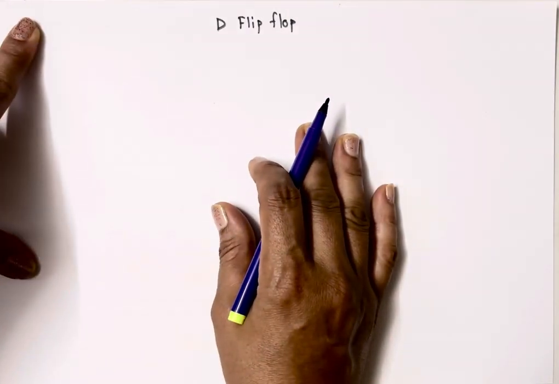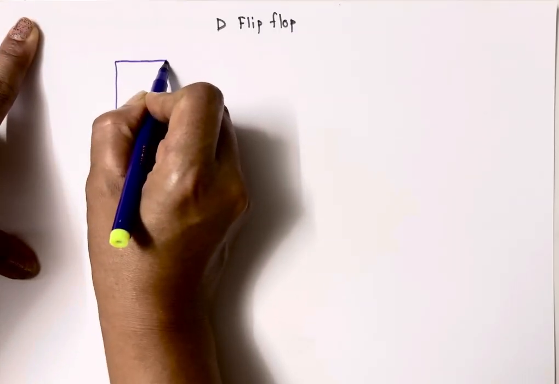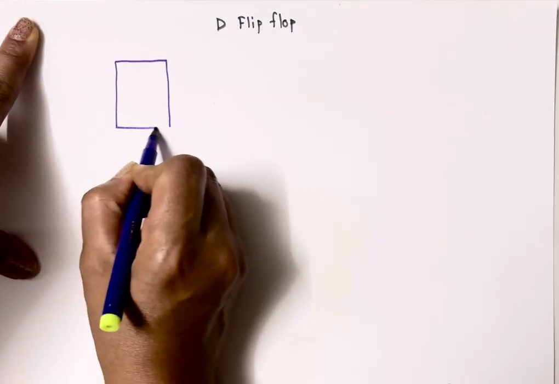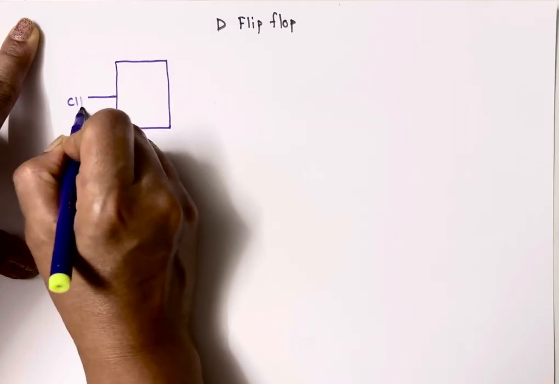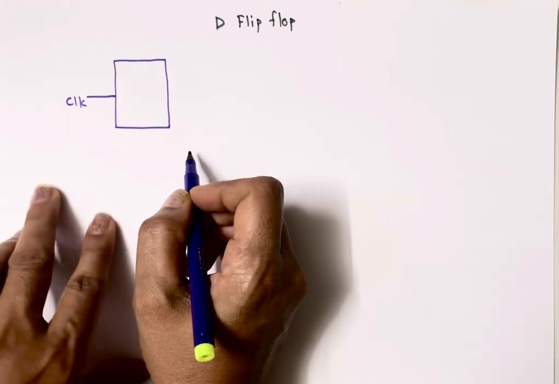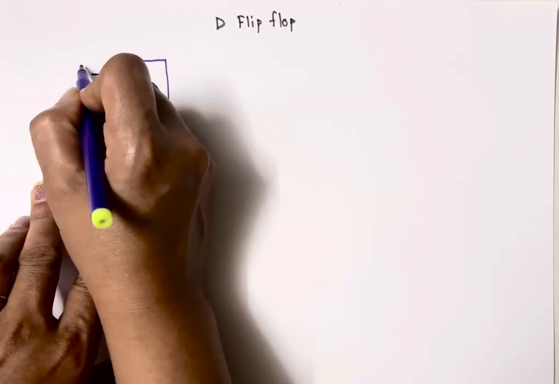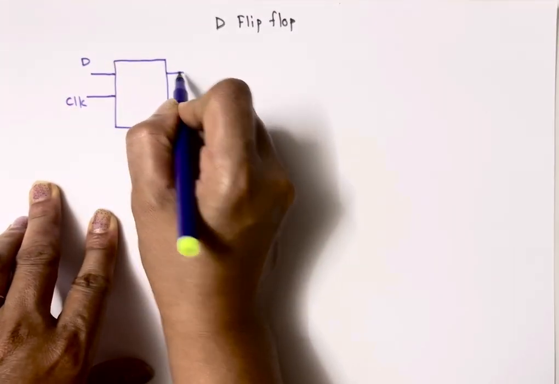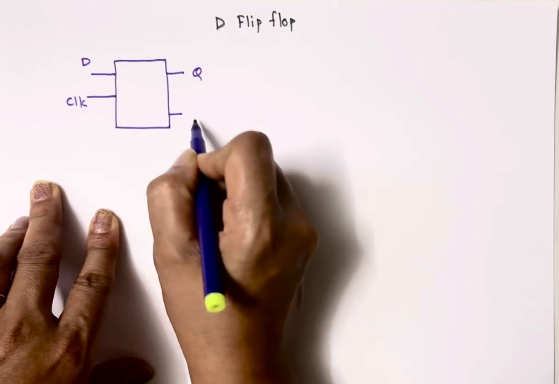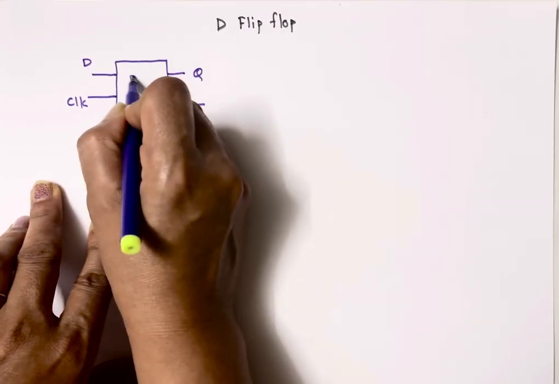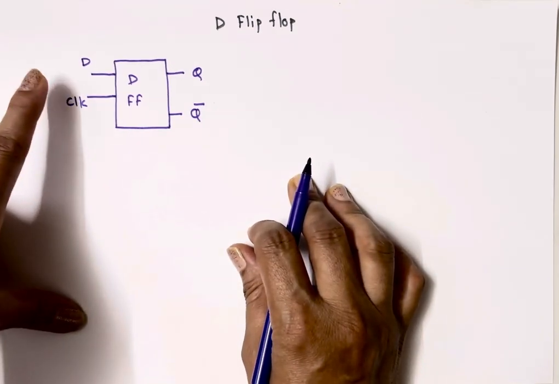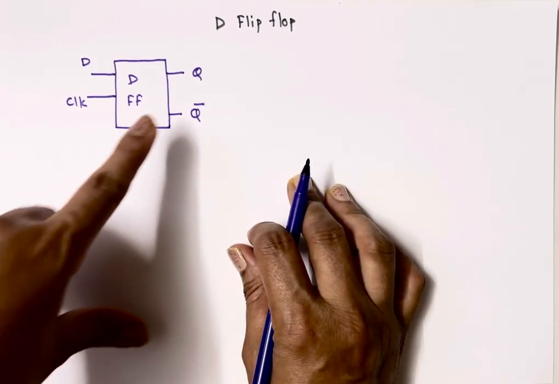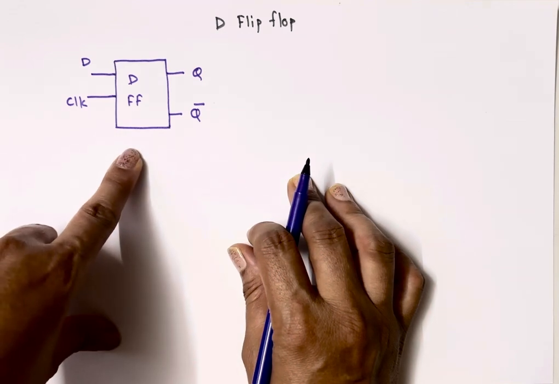So let's draw the symbol of D flip-flop. As this is a flip-flop, it has one clock input. So this is my clock. Another input is the D input, and it has two outputs, Q and Q bar. This is my D flip-flop. So it has only one input, the D input, it has a clock, and it has outputs Q and Q bar.